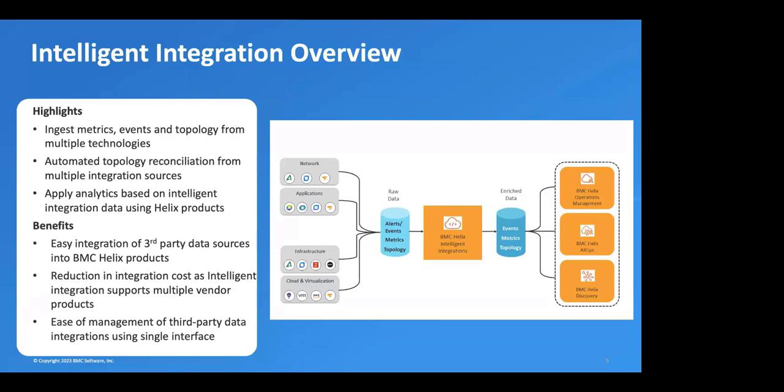So the typical benefits that the Intelligent Integrations product provides are ease of integrations, because we support multiple third-party products, so you don't have to create multiple integrations. It's just one product, and you are able to get all that data into the BMC Helix platform. Reduction in cost: you don't have to maintain different teams for each of the third-party products and for monitoring those products. So you can save on that cost and manpower, and assign that manpower to other tasks as well. And of course, ease of management.